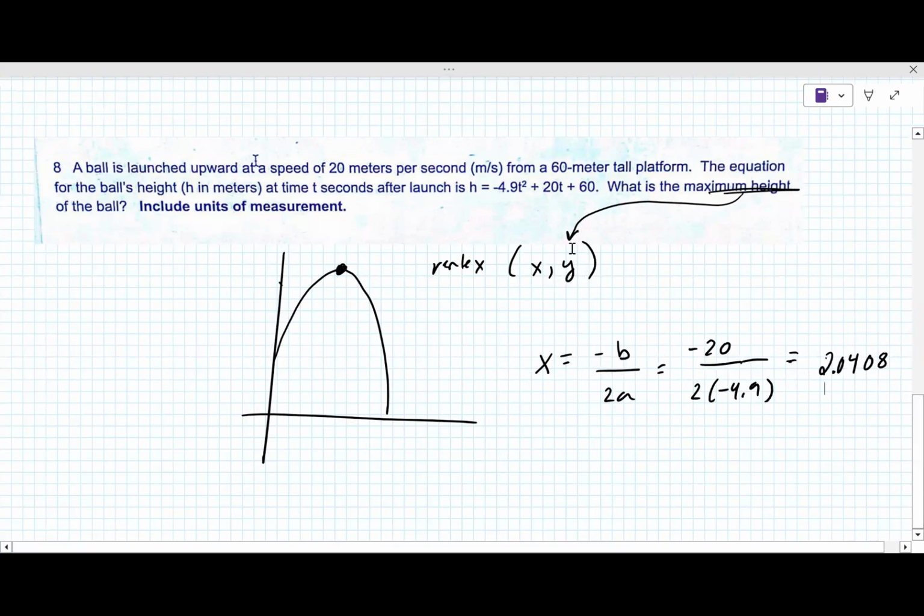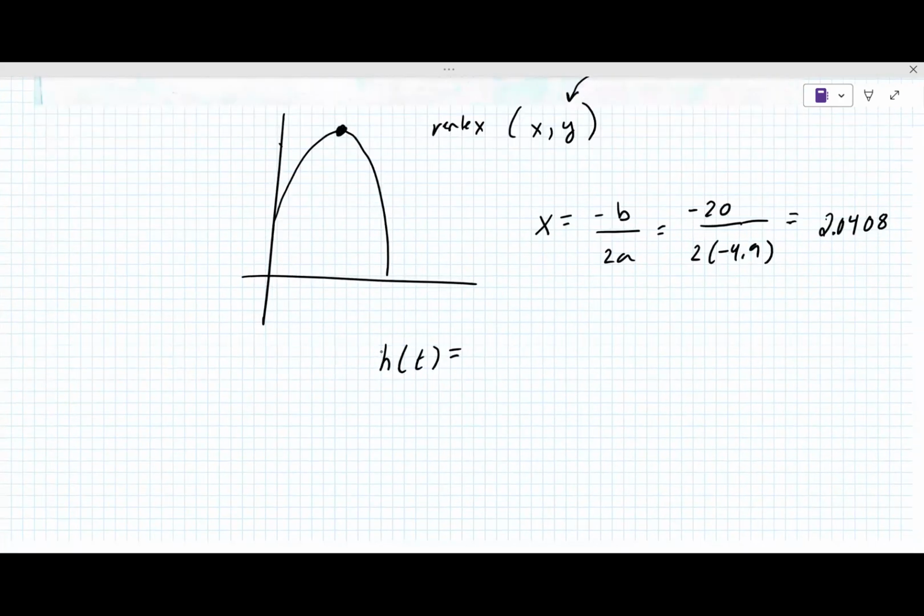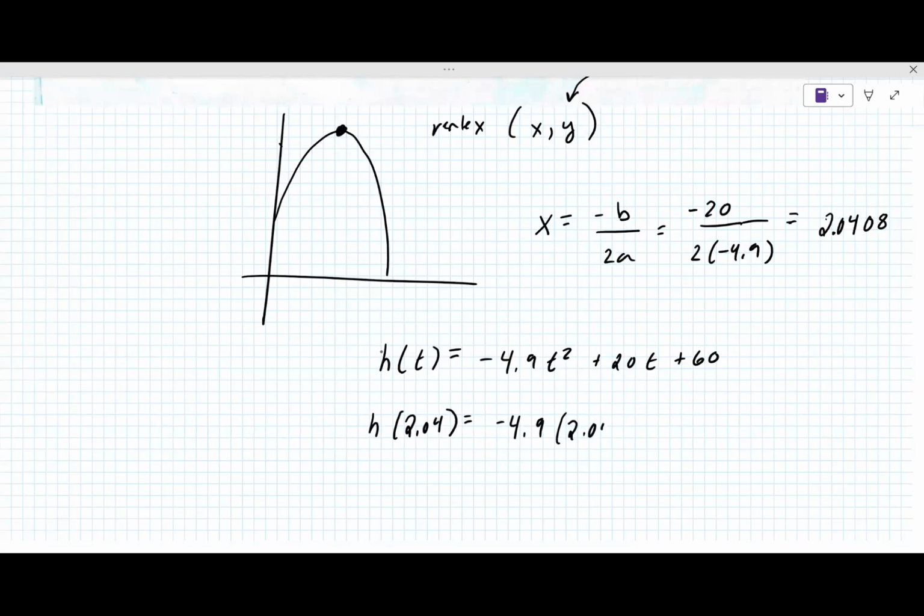The y coordinate, you get the y coordinate from putting this x value back in for t. So the way this works is they're telling you the height as a function of time is minus 4.9 t squared plus 20t plus 60. And you're going to put in this value in for t. So we can go 2.04, that's fine.